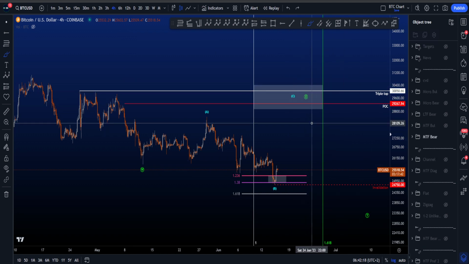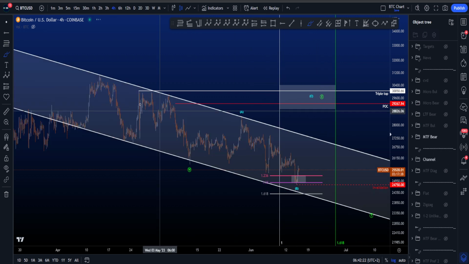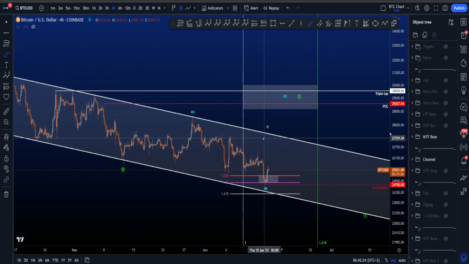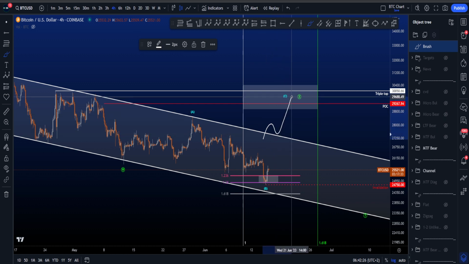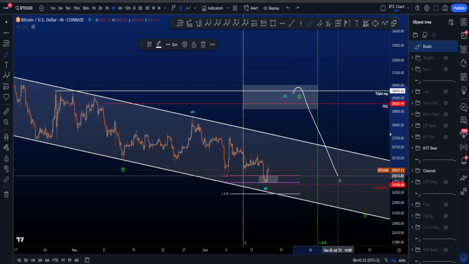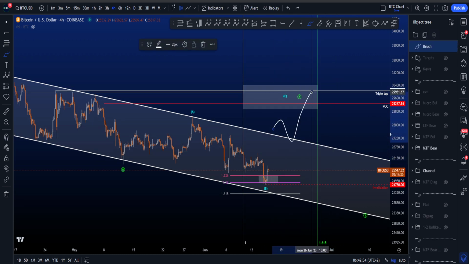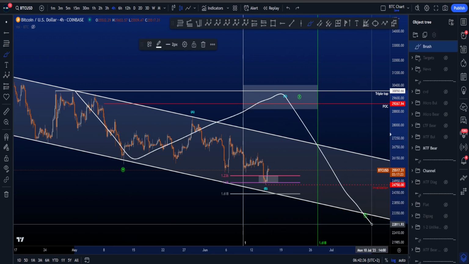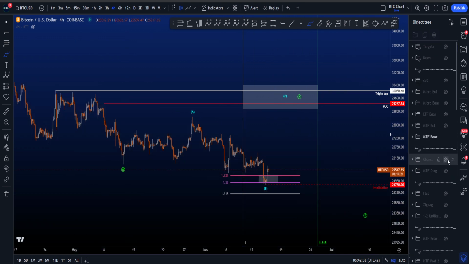And what I think makes this scenario extra interesting is the channel as well, because many people are looking at this channel, but then you're going to be breaking out of this channel towards the upside, maybe going above 30k, which for many would probably be very bullish, but then price is going to go to the downside. So it's like a fake out of this channel and then a WX and a bigger Y towards the downside.